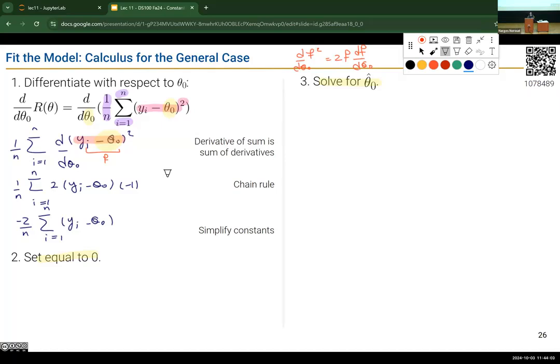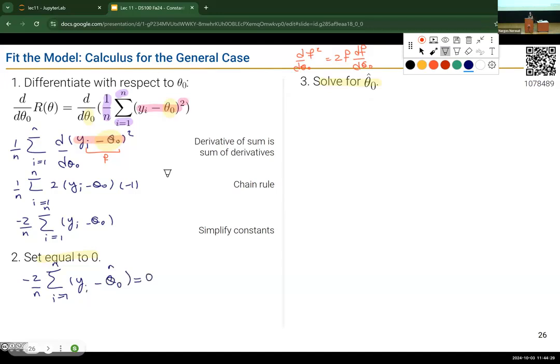Setting it equal to 0. When I set it equal to 0, what happens? So I'm finding the optimum. The optimum happens when the derivative is equal to 0. Which means that instead of theta 0, now I have theta 0 hat. So I'm going to write this as -2 over n of the summation of i from 1 up to n of yi minus theta 0 hat, this time equal to 0.